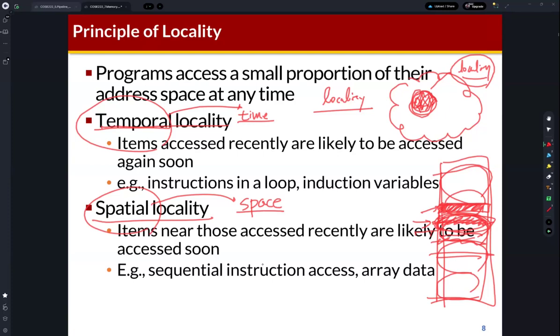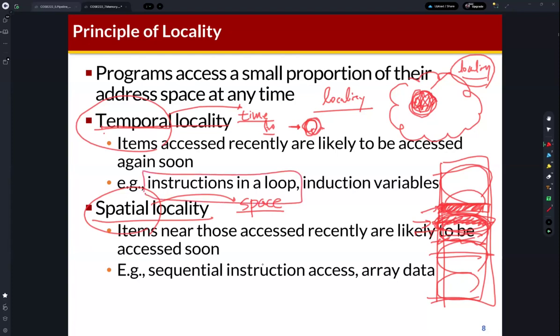So temporal locality means that if a certain data is accessed by a program, for example using a load instruction, then this same data will be accessed again and again within a short time window. So this is called temporal locality. Temporal locality represents that the same data is repeatedly accessed and used in a computer system.